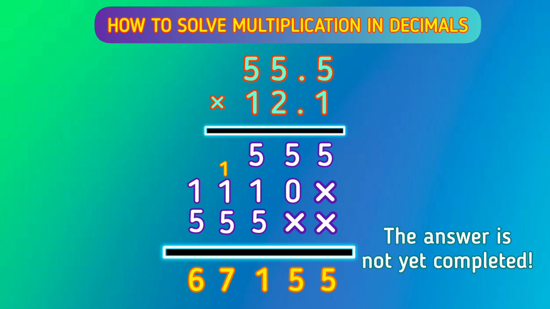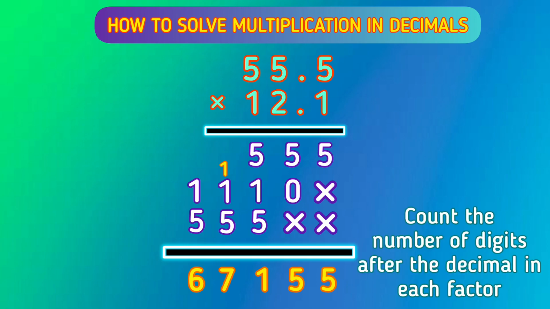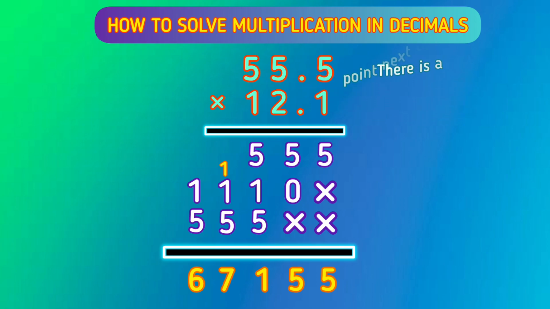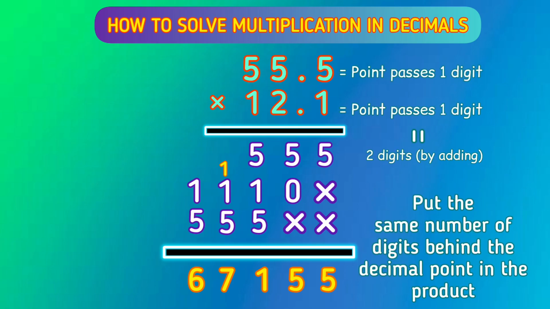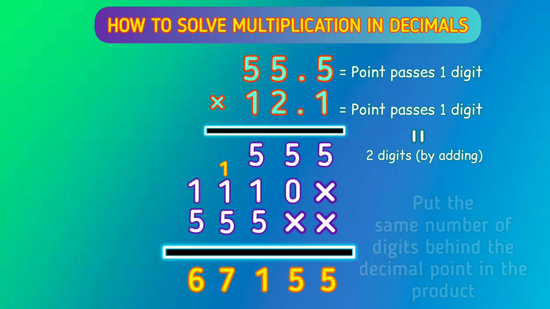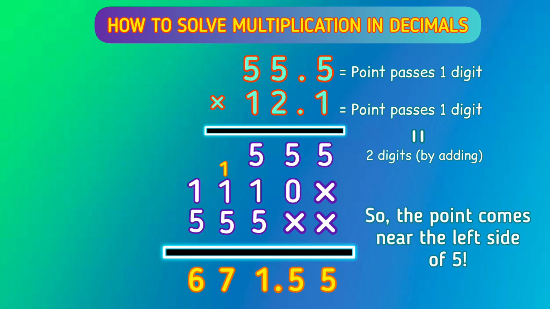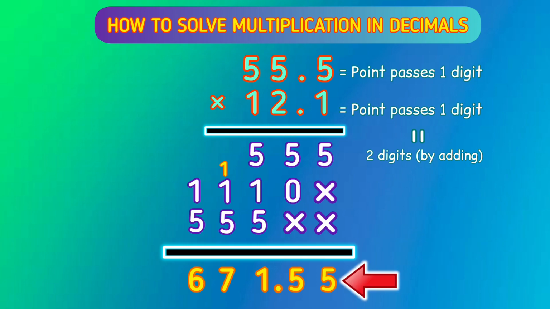But wait, the answer is not yet completed. Remember this rule always: count the number of digits after the decimal in each factor. In this case, there is one digit only in 55.5 and another in 12.1. Now, put the same number of digits behind the decimal in the product. So a decimal should come before 2 digits. So the point comes near the left side of 5. So the answer product is 671.55.